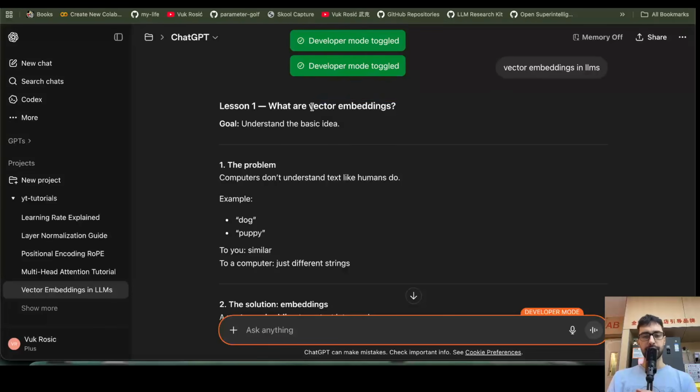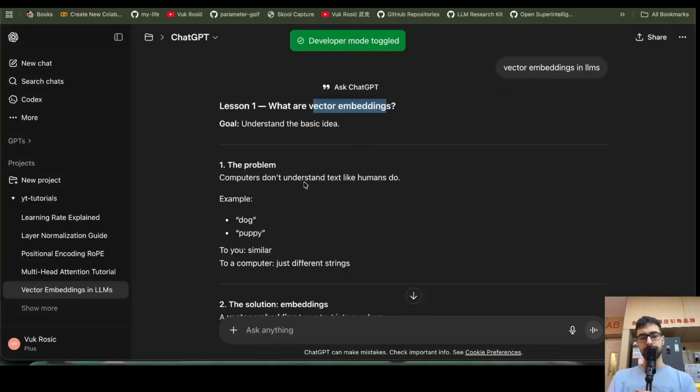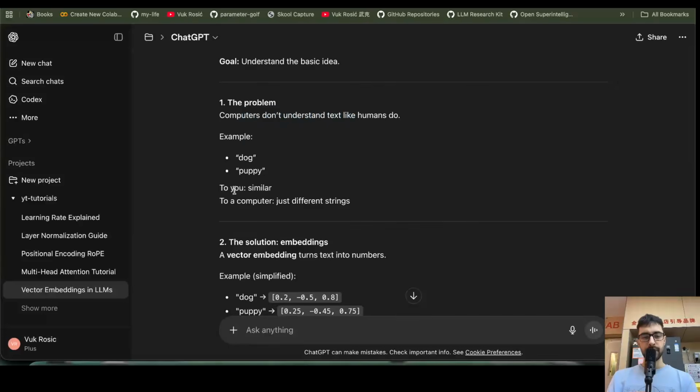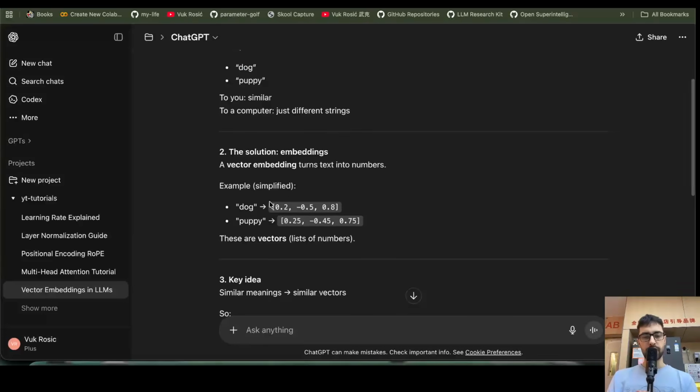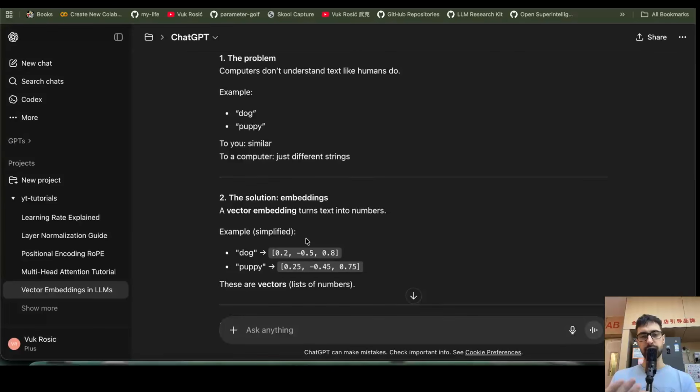Let's learn about vector embeddings in large language models. Computers don't understand text like dog, puppy. We need to actually convert these words into numbers, into these vectors. So this word would be this array of numbers, and this word would be a bit different array of numbers. And this is what computers, large language models, or neural networks can understand.